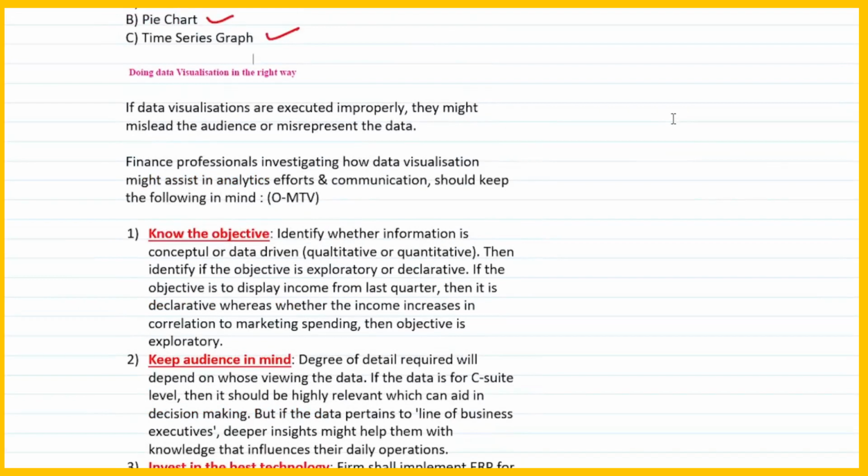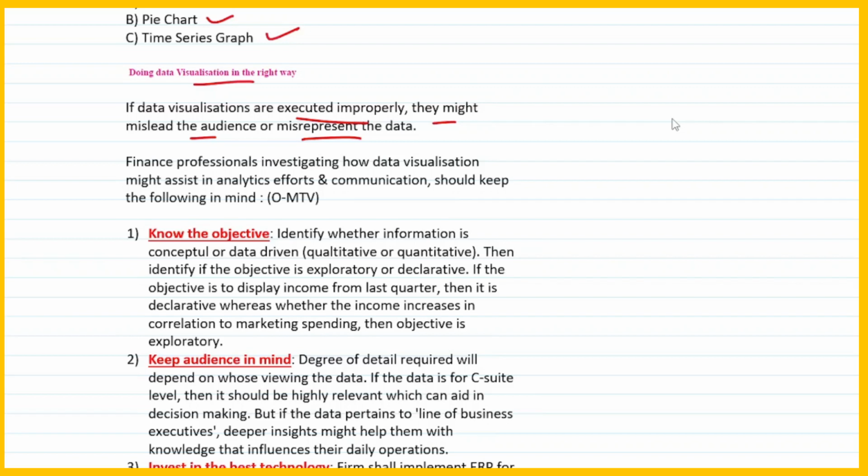Let's move on. Now, doing data visualization in the right way. This is a topic which is covered in your book, and I guess it carries some amount of weightage. So let's have a look at that. If data visualizations are executed improperly, they might mislead the audience or misrepresent the data. So it's very obvious if the visualization is not perfect or is portrayed improperly or incorrectly, that will eventually mislead the audience, or it may misrepresent the data, right? Whatever we are trying to convey, the message may not be clear to the receiving audience.